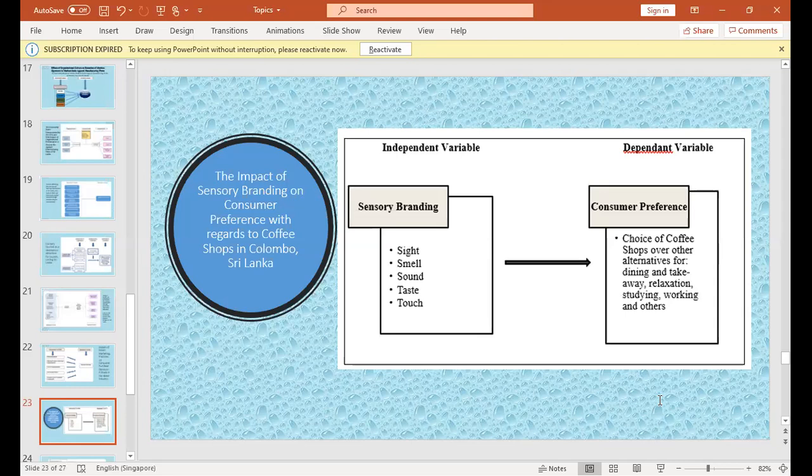That was the research. So the sensory branding was looked at through sight, smell, sound, taste, touch, because you see the inside of the coffee shops. People don't go there just to have a snack or just to have a meal alone, but the colors, the lighting, the music, the themes, the interior, the comfort, everything matters. So that's what is looked at.